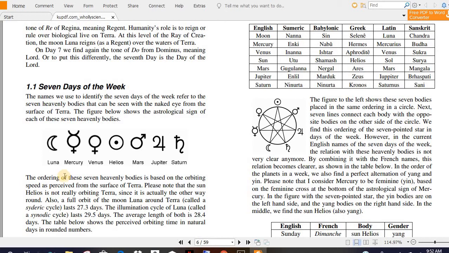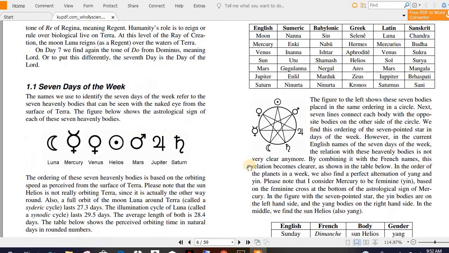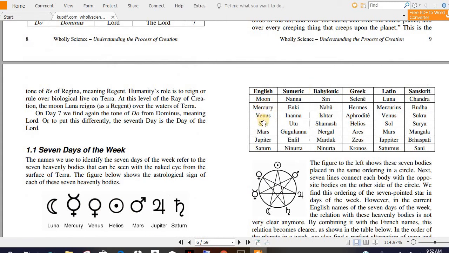The table below shows the perceived orbiting time in natural days as rounded numbers. Orbit: 28 days, 88, 225, 365, 687, totaling 10,760. In all ancient cultures, these seven visible bodies played an important role. The table below shows the names of the seven heavenly bodies in 5 classical languages together with English. Up here: Moon, Mercury, Venus, Sun, Mars, Jupiter, Saturn.